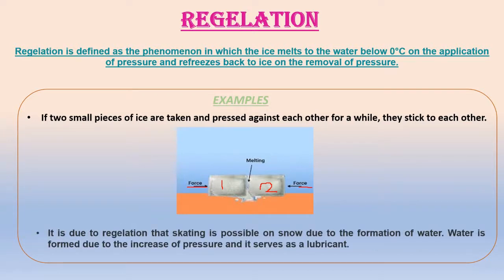The second example of regelation is that it is due to regelation that skating is possible on snow, due to the formation of water. Basically, water is formed on the surface of the ice, and due to this skating is possible. Water is formed due to the increase of pressure and it serves as a lubricant. So when people skate on the ice, water is formed due to the pressure, and that is why skating becomes possible, because it serves as a lubricant.